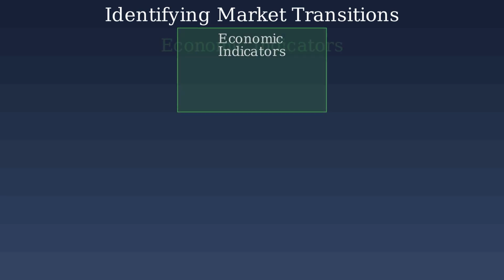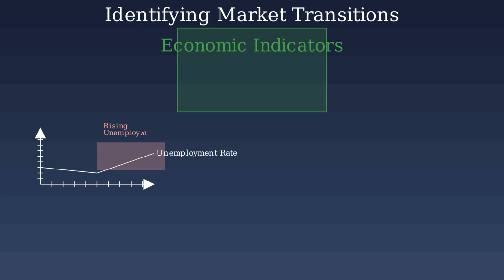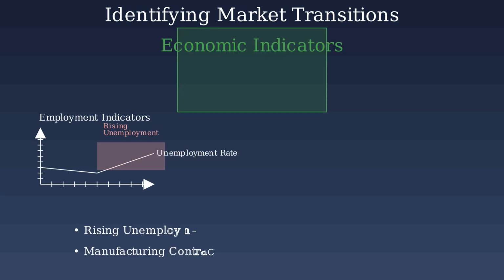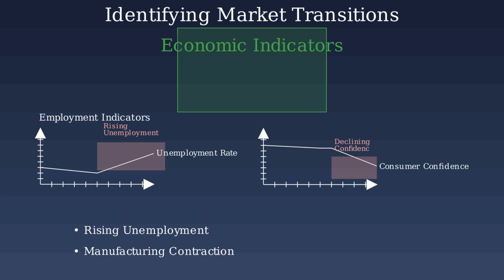Economic indicators provide broader context for market transitions. Rising unemployment often precedes bear markets, as it signals weakening economic conditions and reduced consumer spending. Declining consumer confidence and manufacturing contraction are also warning signs that often appear before significant market downturns. These indicators tend to lead market movements by several months.